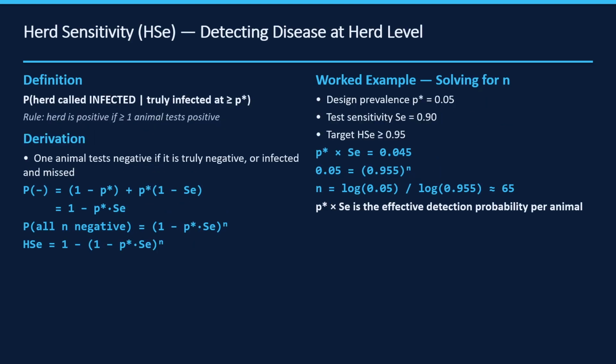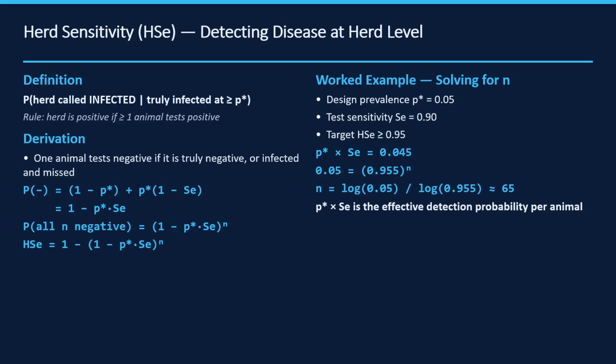Move up a level from animals to herds, and this is heavily tested. Herd sensitivity is the probability that your testing program correctly flags a herd as infected, given that it truly is infected at or above your design prevalence, P star. Drive it by asking what has to happen for you to miss.